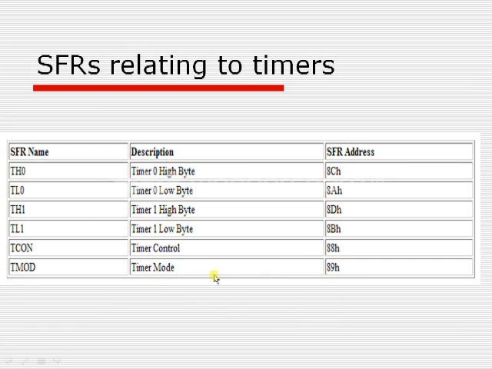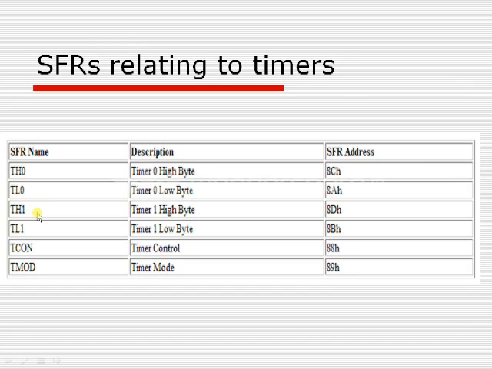Now these are all the registers related to the timer peripheral, and if I want to use this peripheral, I have to access all these registers. The timer 0 and timer 1 registers are each divided into two parts: TL0 and TH0 for timer 0, and TL1 and TH1 for timer 1. L indicates the lower byte and H indicates the higher byte. As the 8051 is an 8-bit microcontroller, it cannot address a 16-bit register, which is why it is divided into two parts, the lower byte and the higher byte.